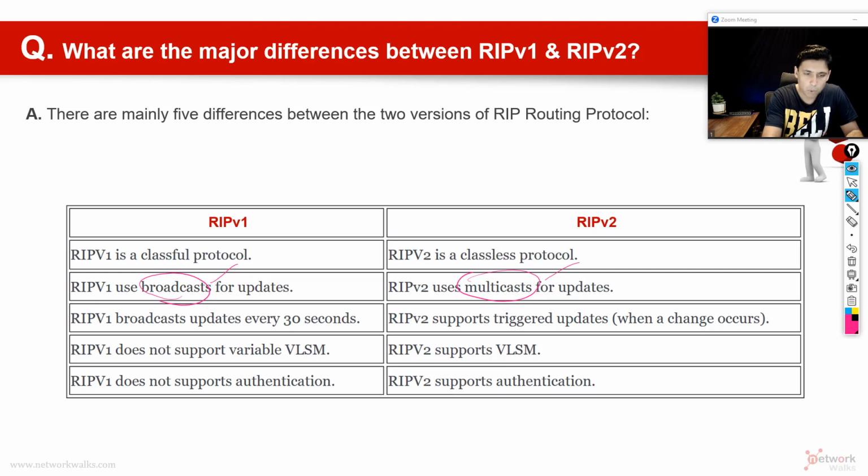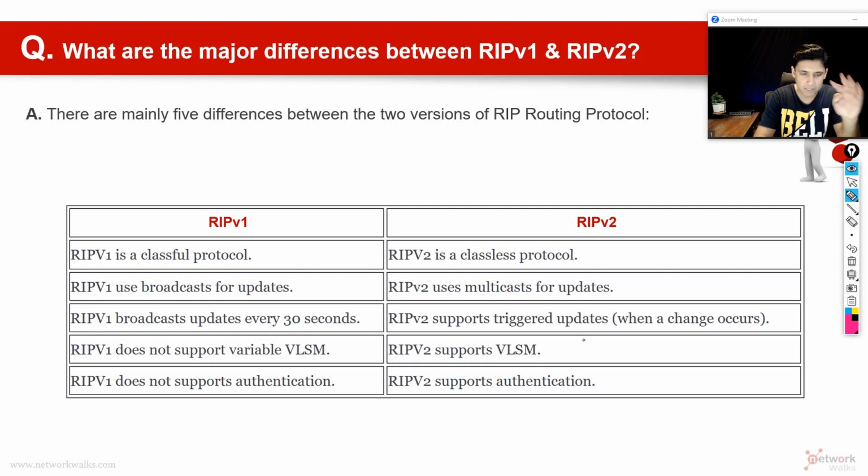RIP version 1 broadcasts every 30 seconds, while RIP version 2 supports triggered updates as well. It sends the ongoing updates every 30 seconds, plus it also sends the triggered updates whenever a change occurs, right? So it does not wait for 30 seconds to be completed. Let's say it sends the periodic update just now. Then after 5 seconds, a change has happened. A new interface came up or an old computer or router interface went down. So it will immediately send the triggered updates. So this is a major difference. RIP 1 does not do it, RIP 2 does triggered updates as well.